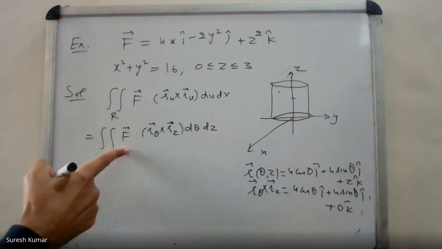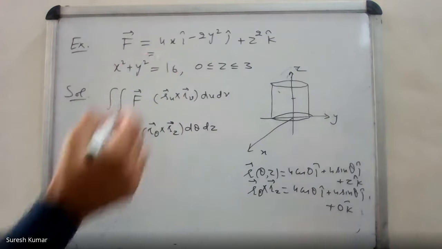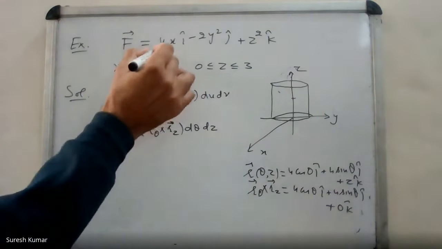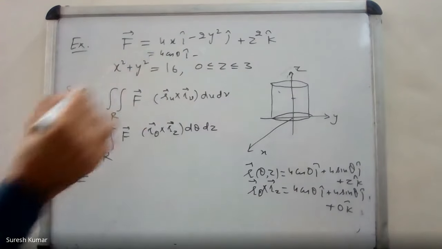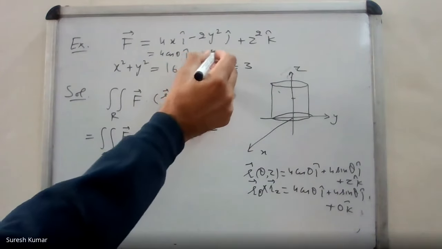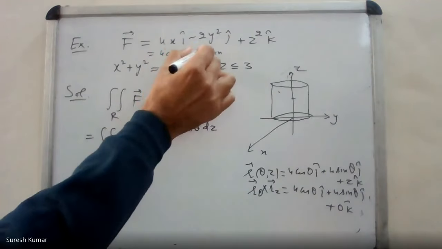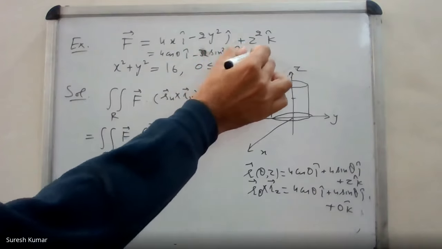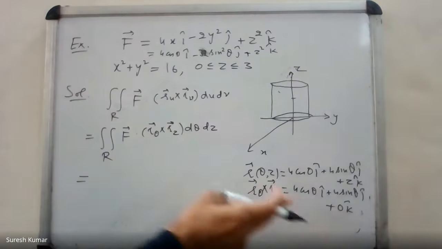Now we need F on the surface of the cylinder. Put x equal to 4 cos theta, y equal to 4 sin theta. So you get 4 cos theta i cap minus, 16 sin square theta, no, 16 into 2, 32 sin square theta j cap plus z square k cap. What is the dot product of this and this vector?